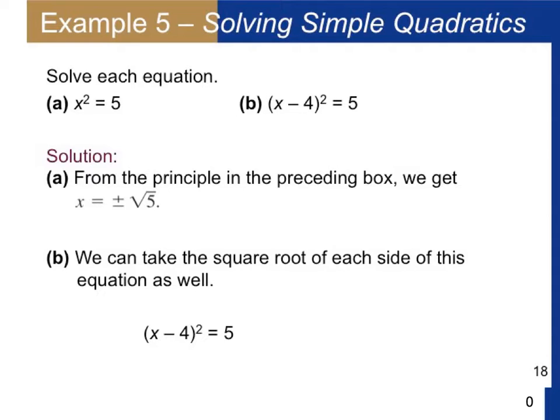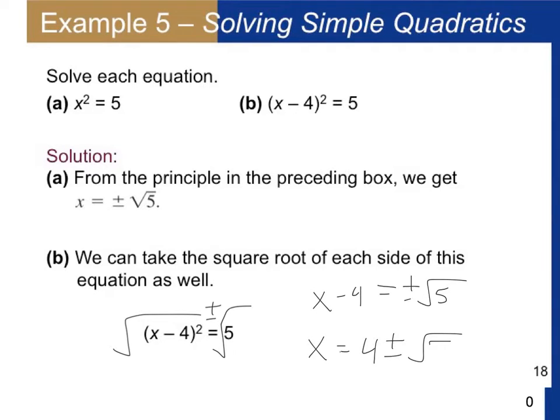So what you can do with this one is take the square root of both sides, and just make sure you put the plus or minus in front of that square root of 5. So now, since we're taking the square root of x minus 4 squared, this will give us x minus 4 equals plus or minus square root of 5. Okay, and then we can just add 4 to both sides. So that gives us x equals 4 plus or minus square root of 5. So we get two solutions. One of those is 4 plus the square root of 5, and one is 4 minus the square root of 5.